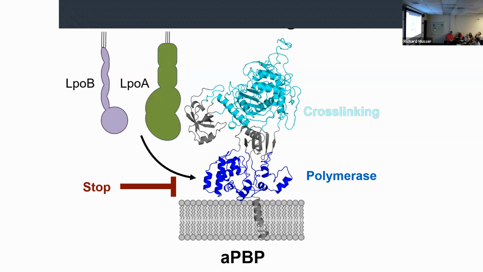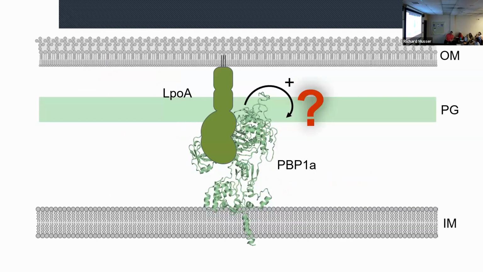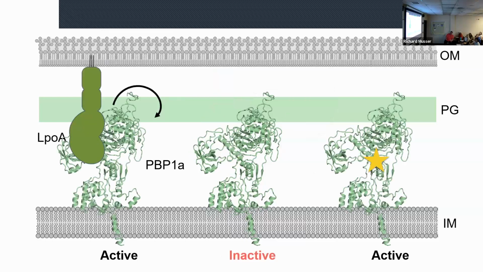The next question then is, how? There are two activities there, the polymerase activity and the cross-linking activity. Which is it activating? One, the other, both? That's the question. And that is where I come into the picture. I wanted to know how Lipo-A is activating PBP1A. And to answer this question, I decided to take the approach of looking for mutant versions of PBP1A, which are able to be active in the absence of Lipo-A.